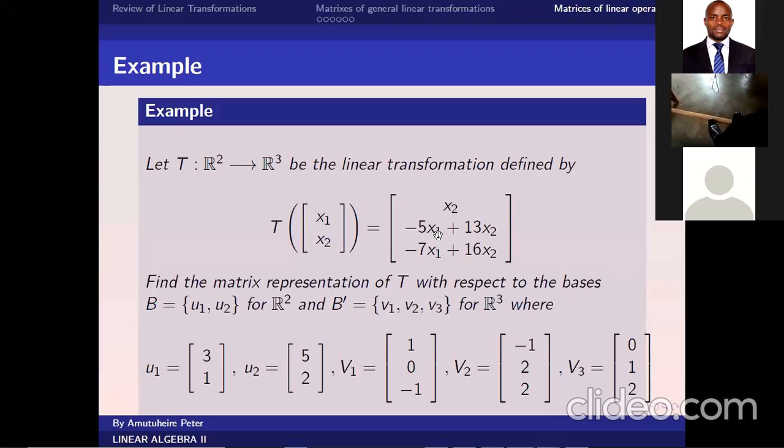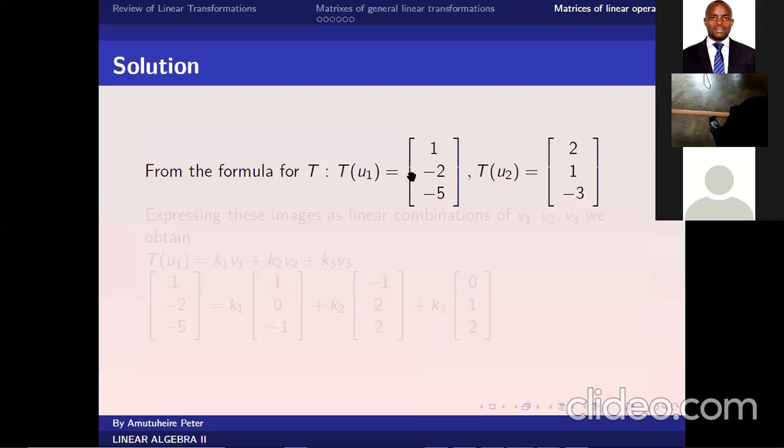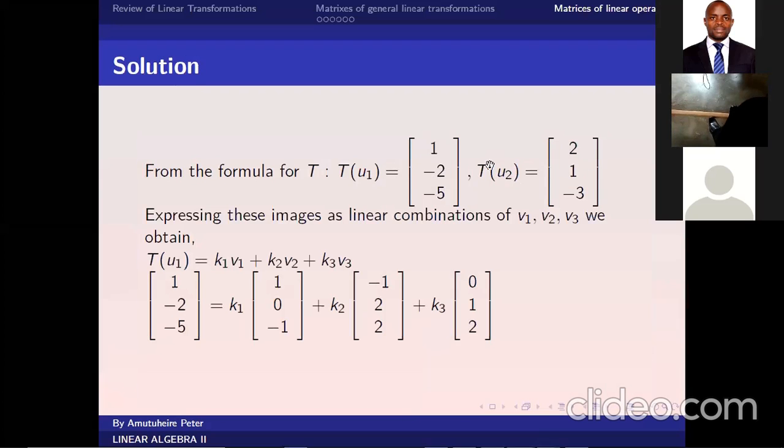So the U1, it is 3, so it returns 1 here. This is minus 5 times 3, which is minus 15 plus 13. So this gives us -2. This is minus 7 times 3, which is minus 21 plus 16. That one gives us -5. So T of U1 gives us this, T of U2 gives us that. The next thing, we express these images as linear combinations of V1, V2, V3. So you see, this is the image of U1 under T. This is the image of U2 under T.